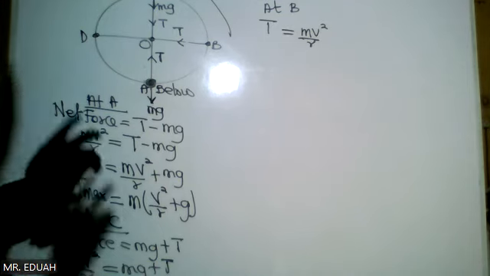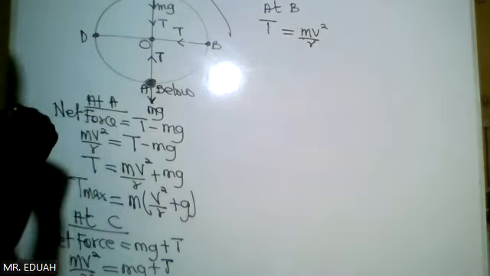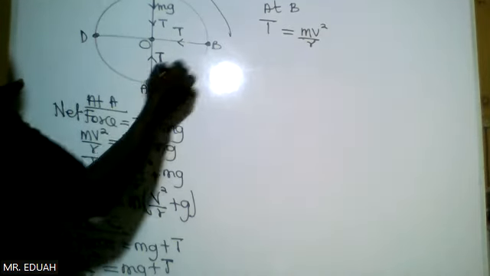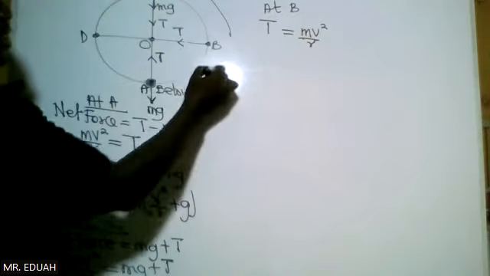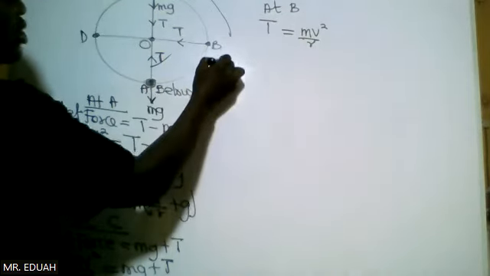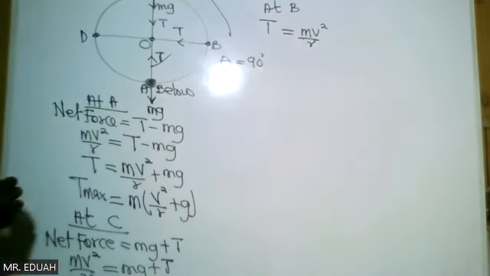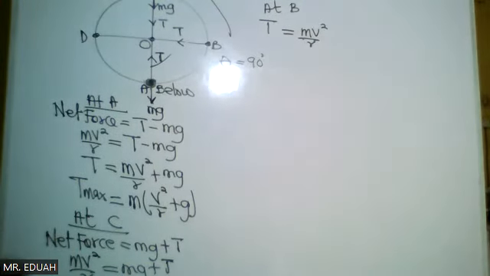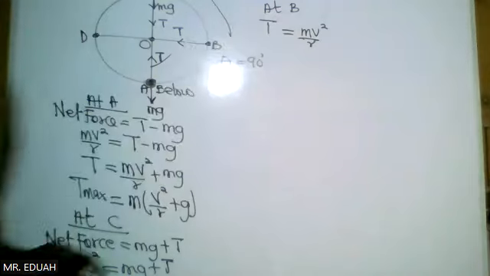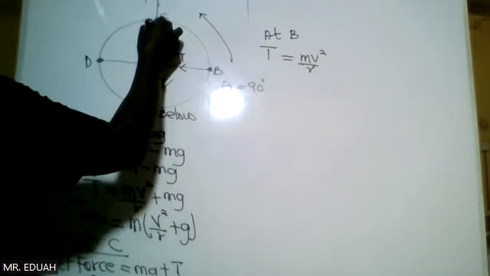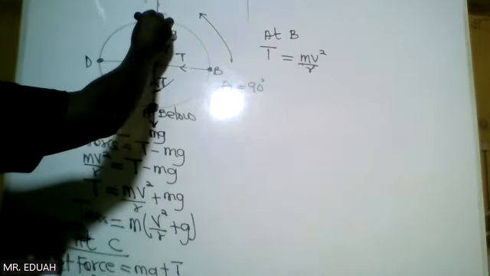Now, what I'm adding is that, when the body moves from this point to this point, it's like having gone through an angle of 90 degrees. So at 90 degrees, the tension is equal to this, mv squared over r. At 180, when the body has moved from this point to this point, the tension is equal to minimum.